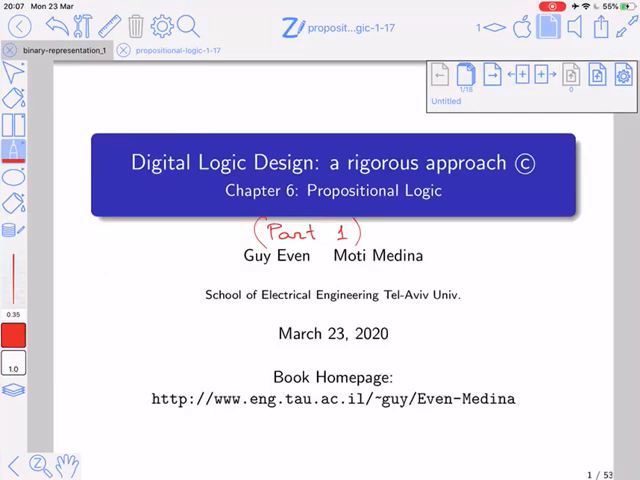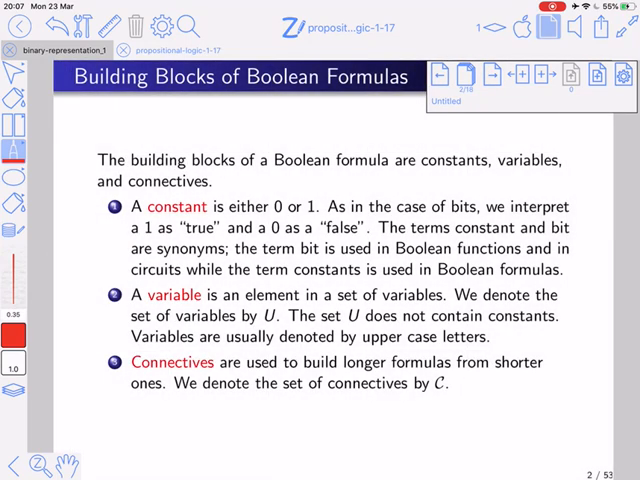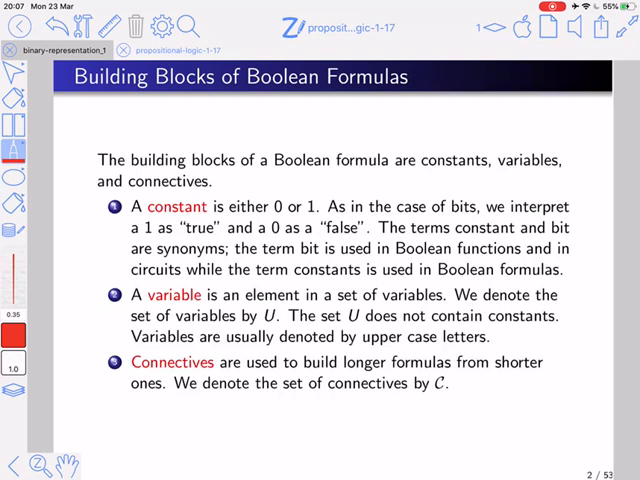Hello, this is the first part on chapter 6 that deals with propositional logic. What are the building blocks of Boolean formulas? The building blocks consist of three parts: constants, variables, and connectives or logical connectives. Constants are simply 0 or 1. We also call them bits. We interpret 1 as true and 0 as false.